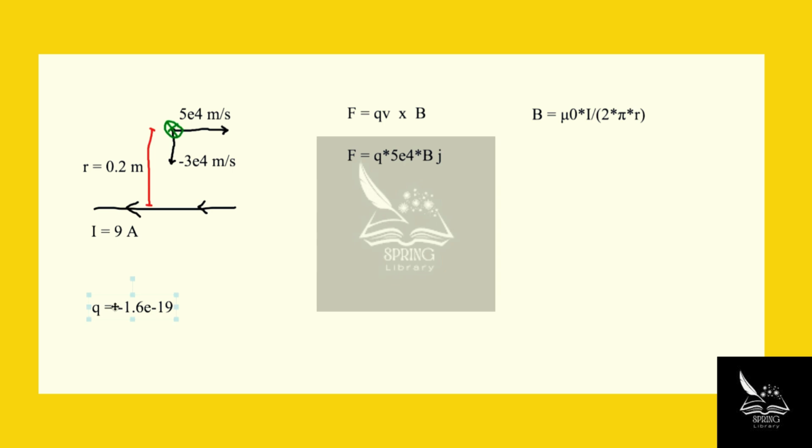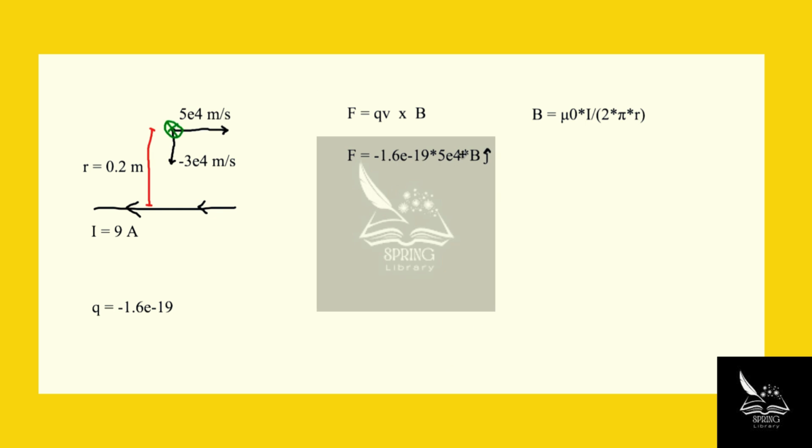Now, when we plug in the value for q, notice that q is negative since the electron has a negative charge. So this is really going in the minus y direction, pointing down, but we can leave this written like this. This is the component due to this part of the velocity.